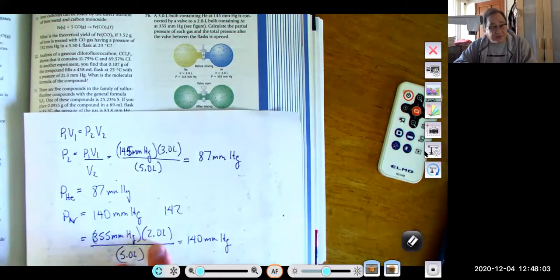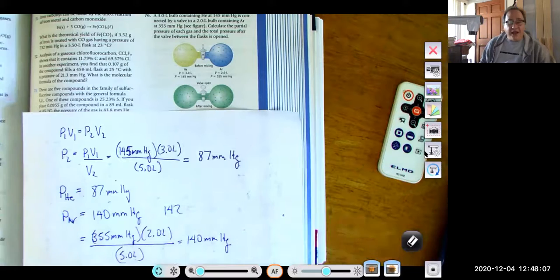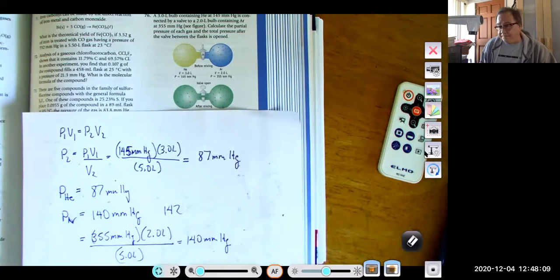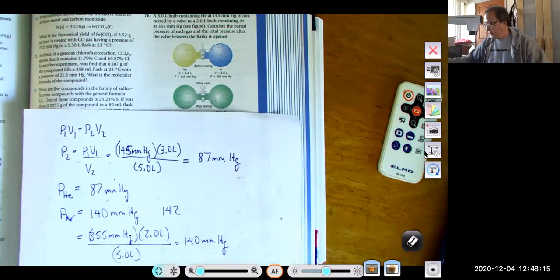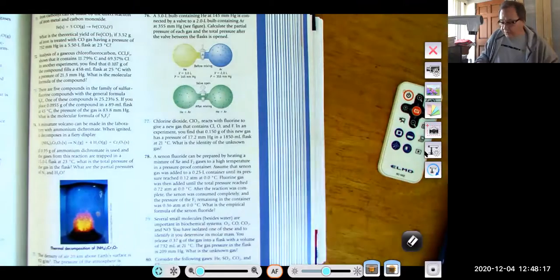This has 2 sig figs. So this only gets 2 sig figs. Any questions here about this problem? This happens to be one of your assignment problems for partial pressures. Okay, let's move along.